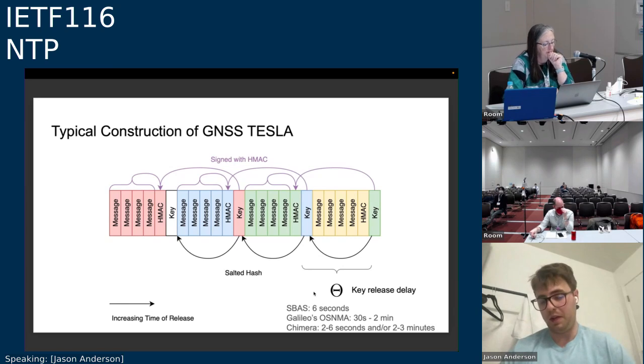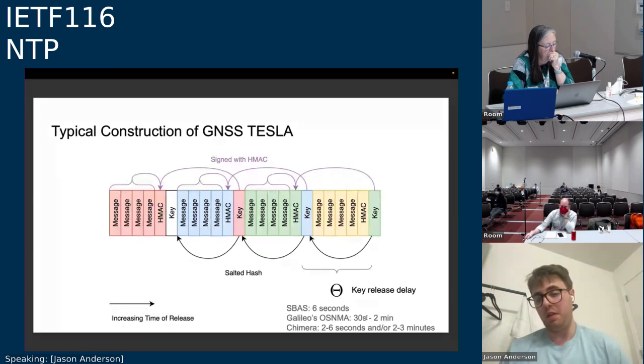Galileo is Europe's answer to GPS, and Chimera is a future GPS concept that's in the works in the next couple of years to authenticate the signal. So on that, the key release delay will be 30 seconds to 2 minutes or 2 to 6 seconds, depending on your system mode. I specifically work on SBAS.